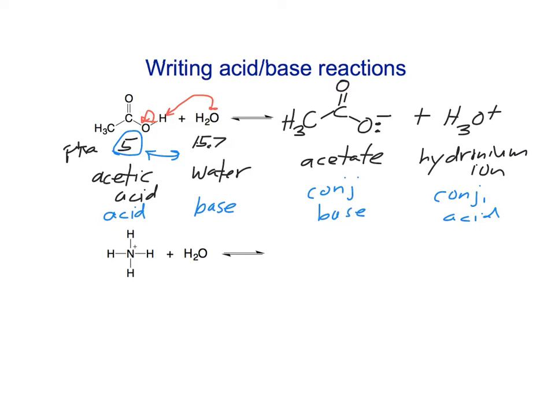In the next example, this is ammonium ion, and it reacts with water. We already talked about water having a pKa of 15.7. If we look back at our general table, our general ranges, we would find that ammonium ion has a pKa of around 10. So of these two, ammonium ion is the stronger acid. So water will again act as the base.